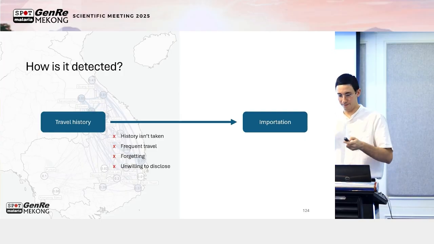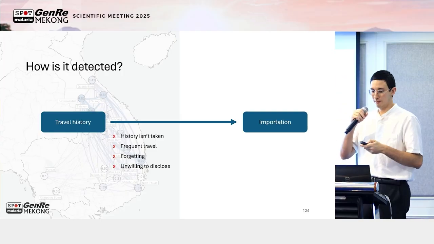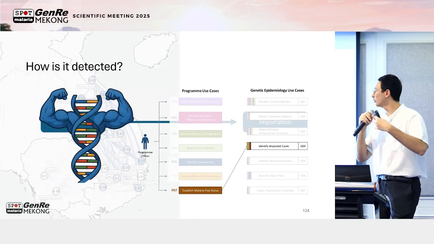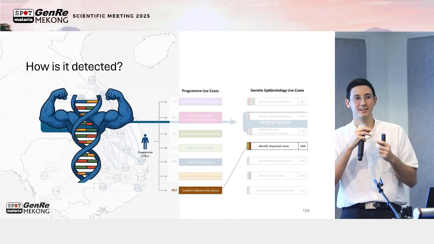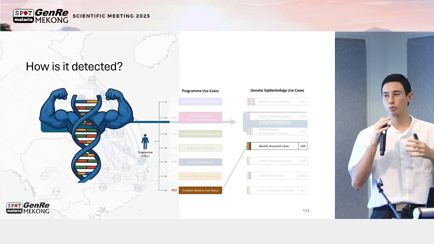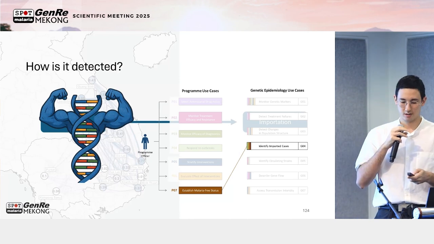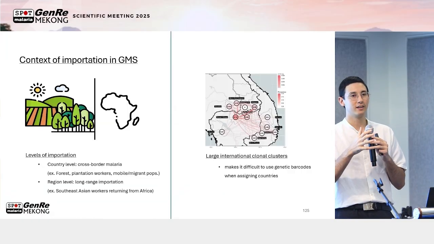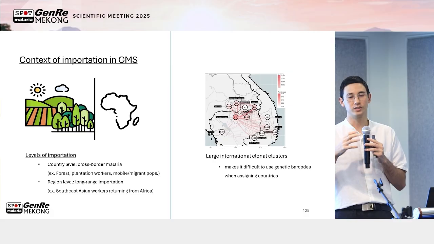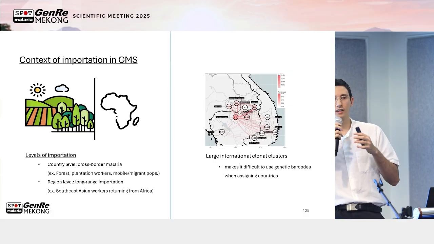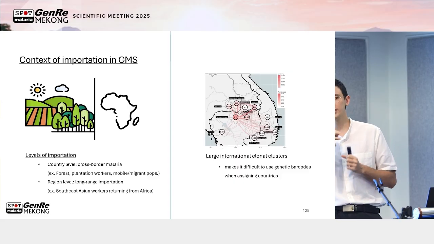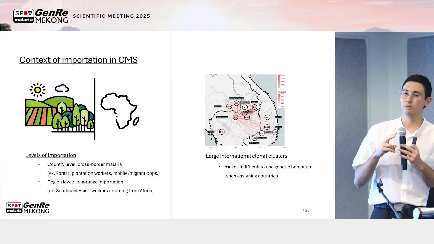So with this, analyzing parasite DNA can offer a solution or at least facilitate the detection of imported malaria cases. By using parasite DNA, we can differentiate the parasites of each country. However, the GMS with regards to importation is unique in a couple of ways.